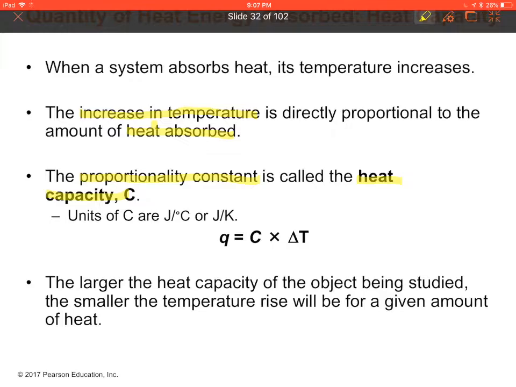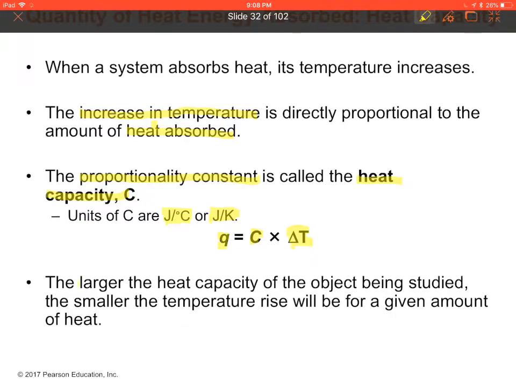That means it's talking about how much temperature is increased and how much heat is absorbed. So the units of the heat capacity are joules per degree Celsius or joules per Kelvin. So Q, heat, is going to equal that heat capacity times the change in temperature. Each object has its own heat capacity, times how much the temperature changed.